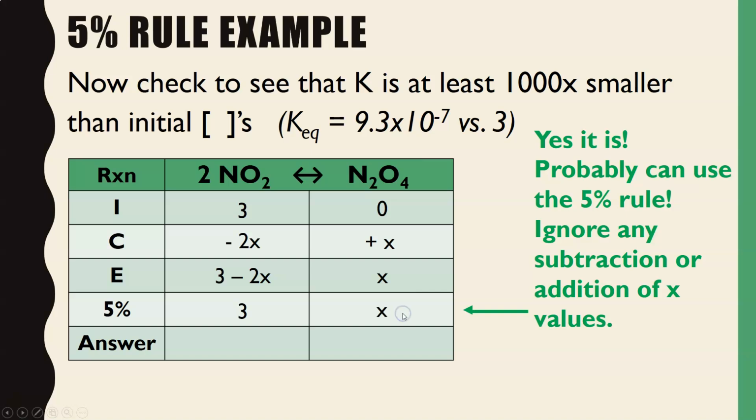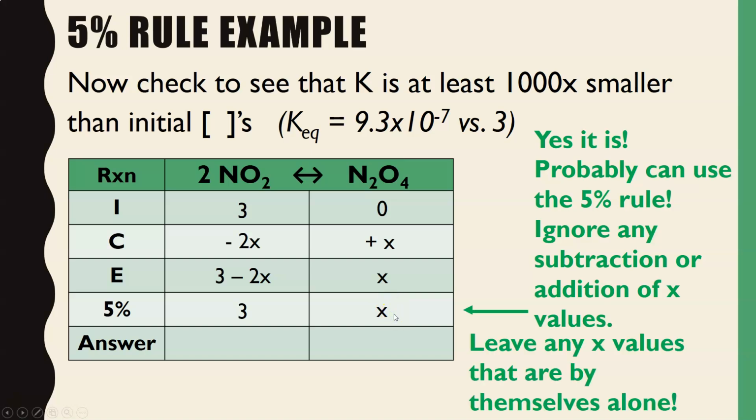Here, you've got to leave the x values that are by themselves, because while x is tiny compared to 0, it still matters, doesn't it? Compared to 3, it doesn't matter. But when I'm comparing it to literally nothing being there ever, and now suddenly there is something, that is meaningful. So if x is by itself, you leave it there.